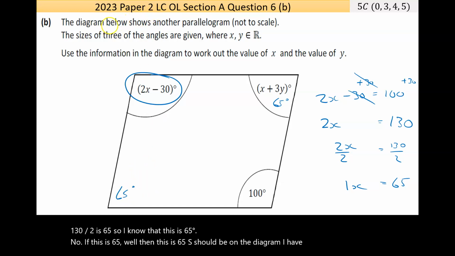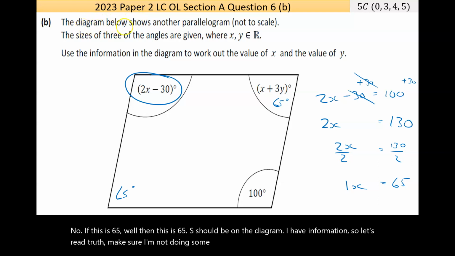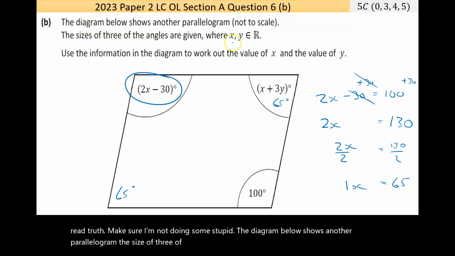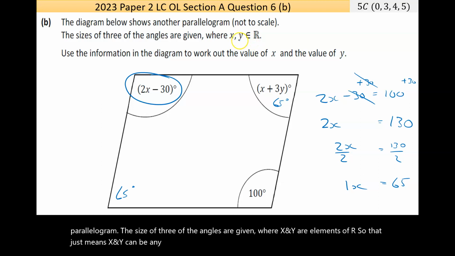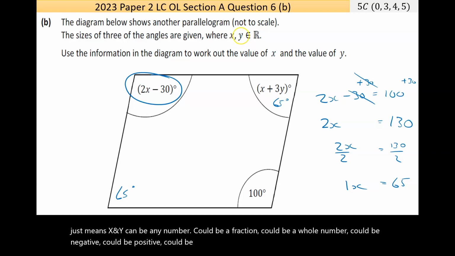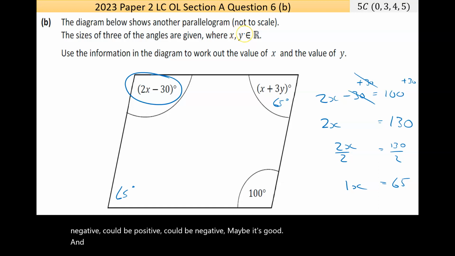So let's read through it, make sure I'm not doing something stupid. The diagram below shows another parallelogram. The size of 3 of the angles are given where x and y are elements of R. So that just means x and y can be any number. Could be a fraction, could be a whole number, could be negative, could be positive. No, it couldn't be negative, could it? Well, maybe it could. And that's cool. You can basically ignore that.